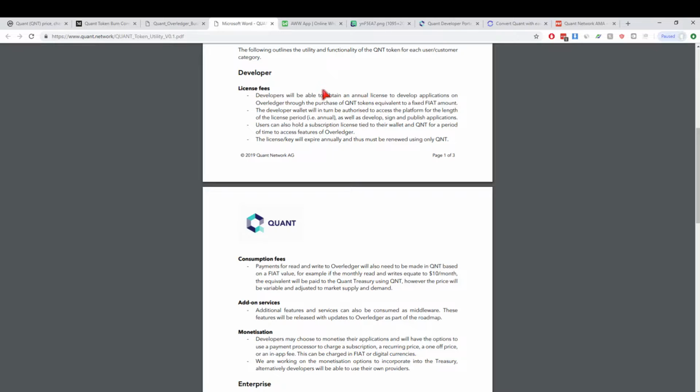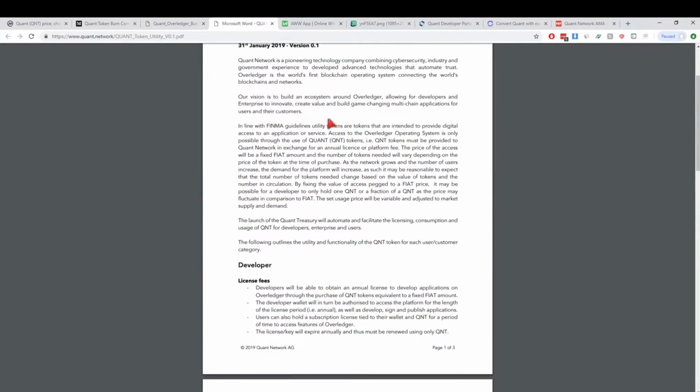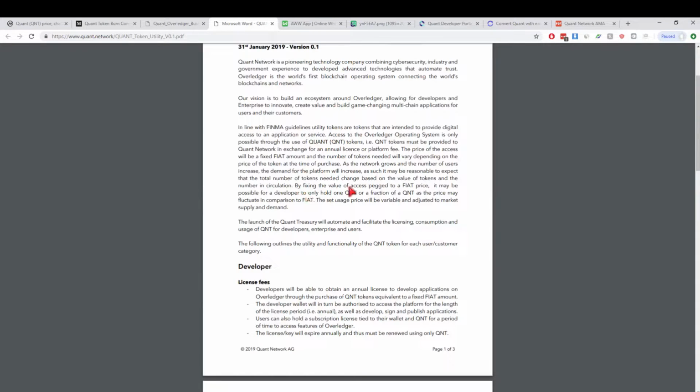For example, we don't know specific numbers yet, they'll be released with the treasury details. But let's say a developer needs to pay $10 in annual licensing fees, right? That could equal one QNT token, or it could equal 100. It doesn't matter, it changes depending on market demand and supply, and they mention that up here. By fixing the value of access pegged to a fiat price, it may be possible for a developer to only hold one QNT token or a fraction of a QNT, as the price may fluctuate in comparison, right?